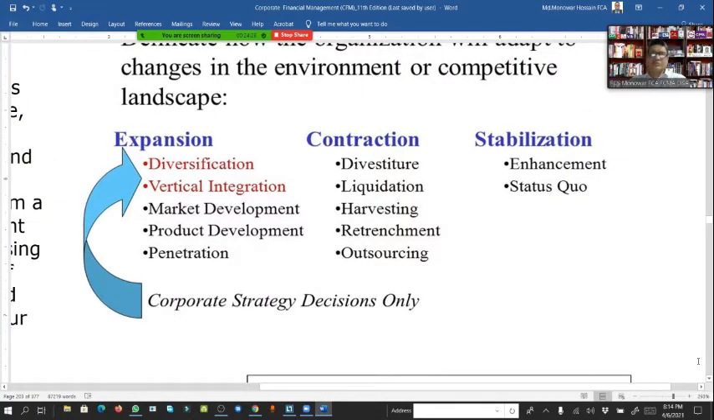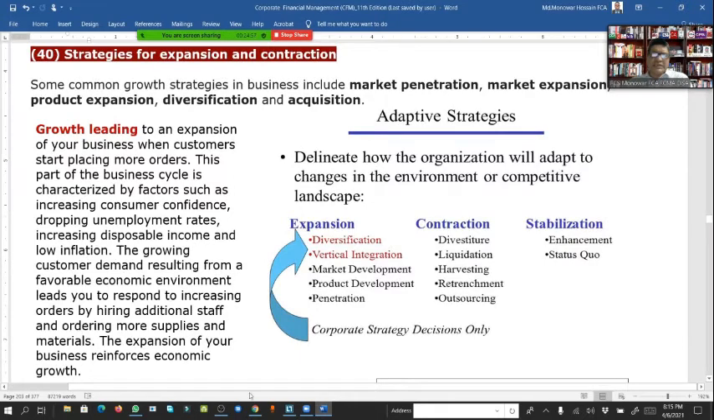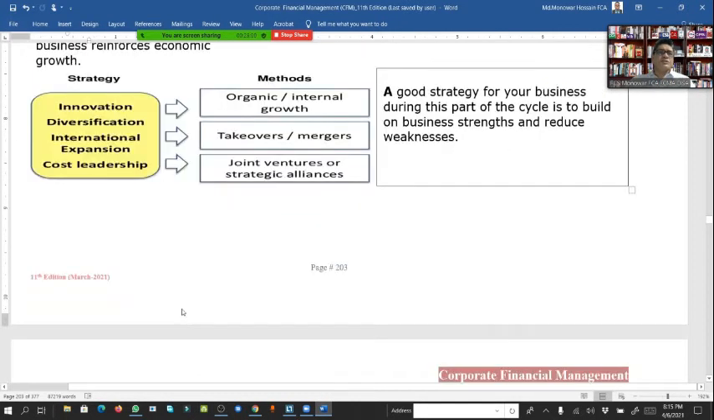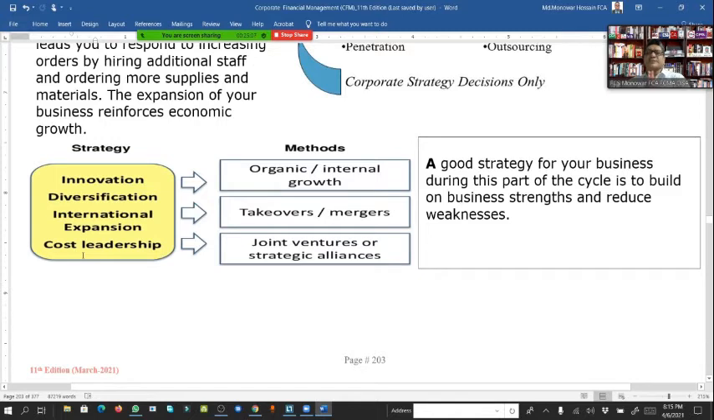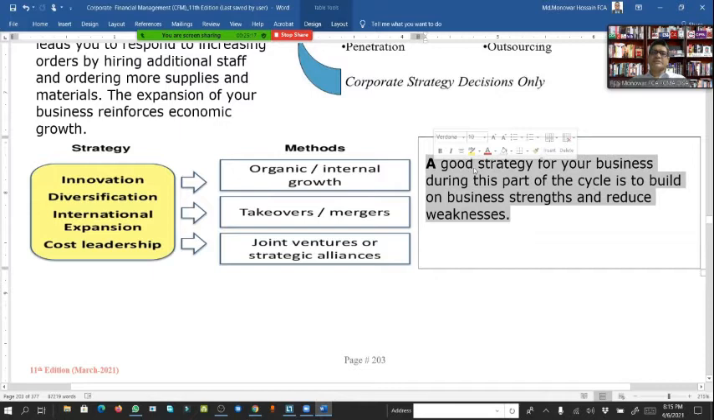Diversification, corporate strategy decisions such as vertical integration, market development, product development, and penetration. And sometimes divestment, that means investment can be recalled, liquidation, harvesting, and sometimes outsourcing. This way a company can adopt different types of strategy. A good strategy for our business during this part of the cycle is to build business strength and reduce weakness.